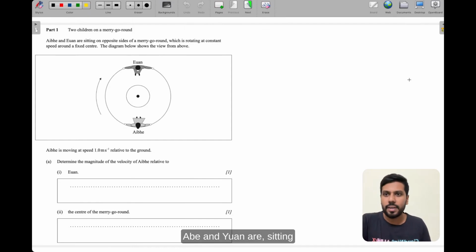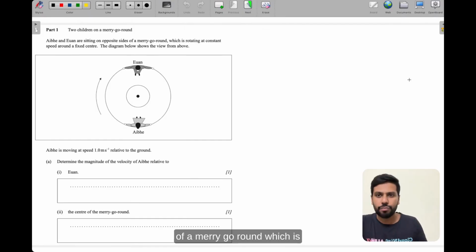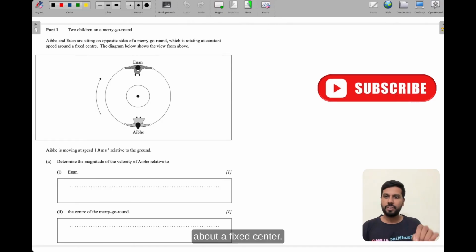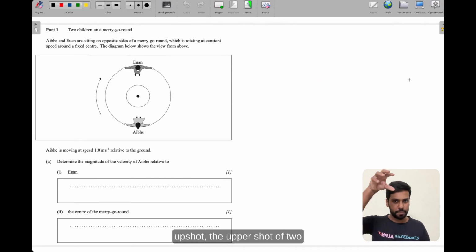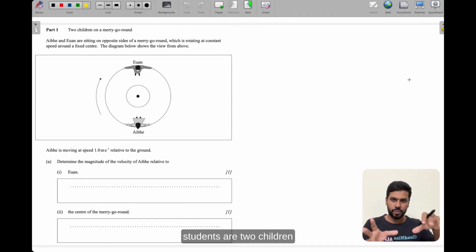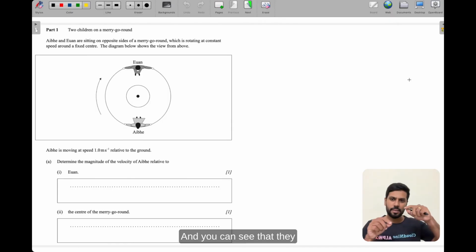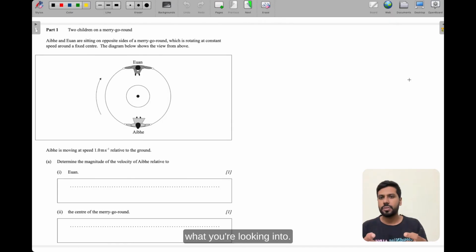Abe and Ewan are sitting on opposite sides of a merry-go-round, which is rotating at a constant speed about a fixed center. The diagram is shown below. As you can see, it is an upper shot of two children sitting on a merry-go-round, and you can see that they are diametrically opposite. First, you need to imagine what you're looking at.